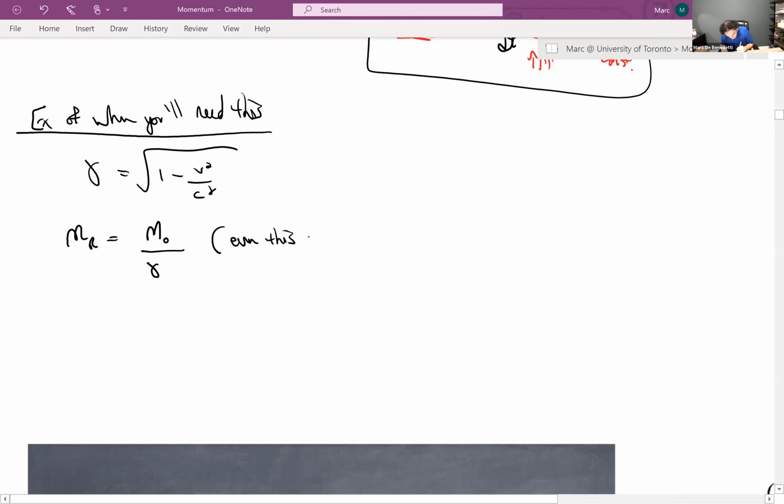Now let me preface this by saying even this equation is not quite true. So if anyone sees this on YouTube later who is an actual physicist, please don't shoot me. I know it's not quite true. In high school, this is how they choose to teach relativistic mass.